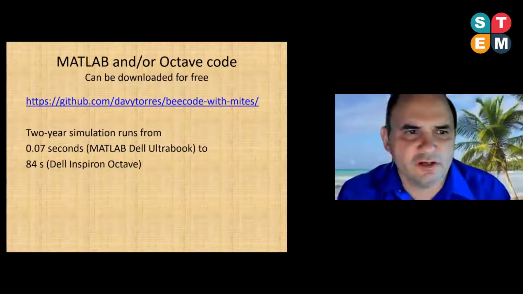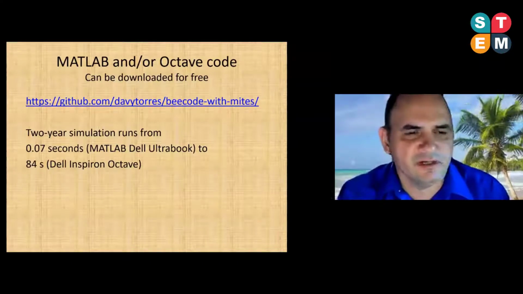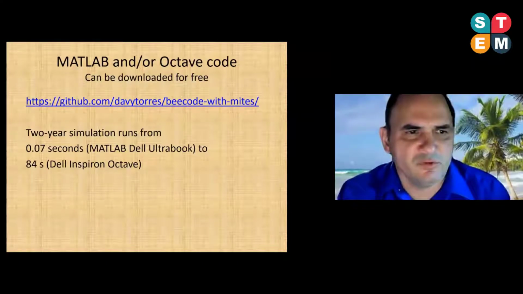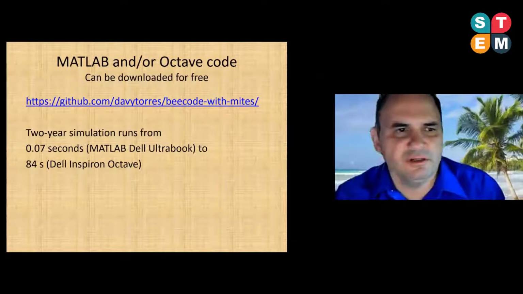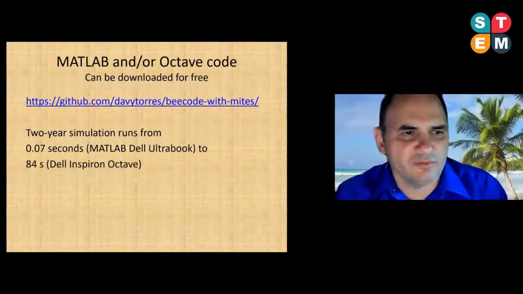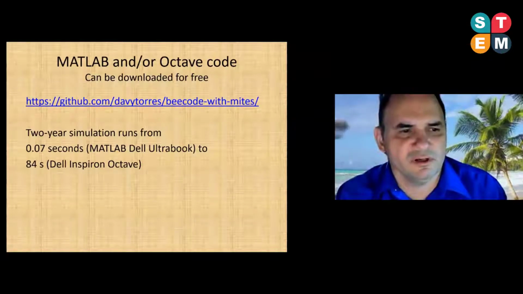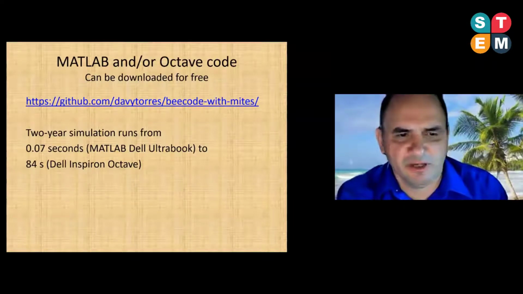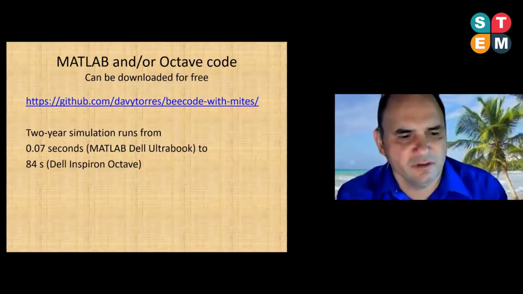So if you're interested in code, it can be downloaded for free at this GitHub site. You can also email me. It's written in MATLAB. It also runs in Octave, which can be downloaded for free. MATLAB requires a license typically. And the 2-year simulation times have a wide range, from less than 1/10 of a second, depending on what version of MATLAB you use, to maybe 84 seconds with Octave. So it takes longer with Octave.